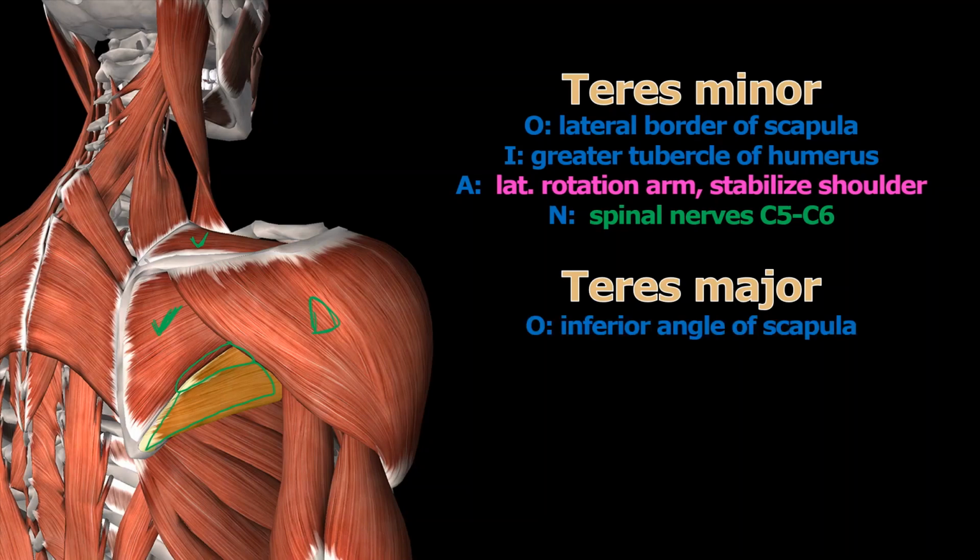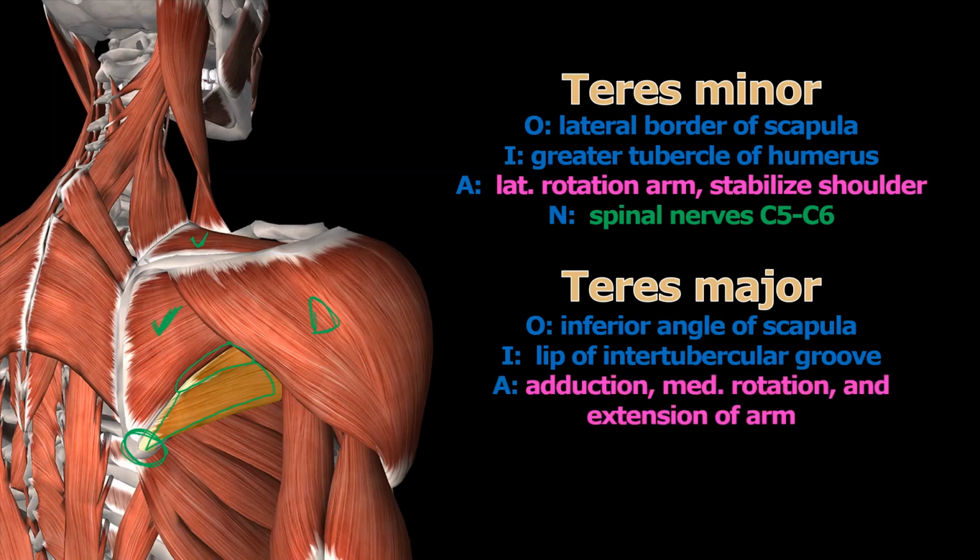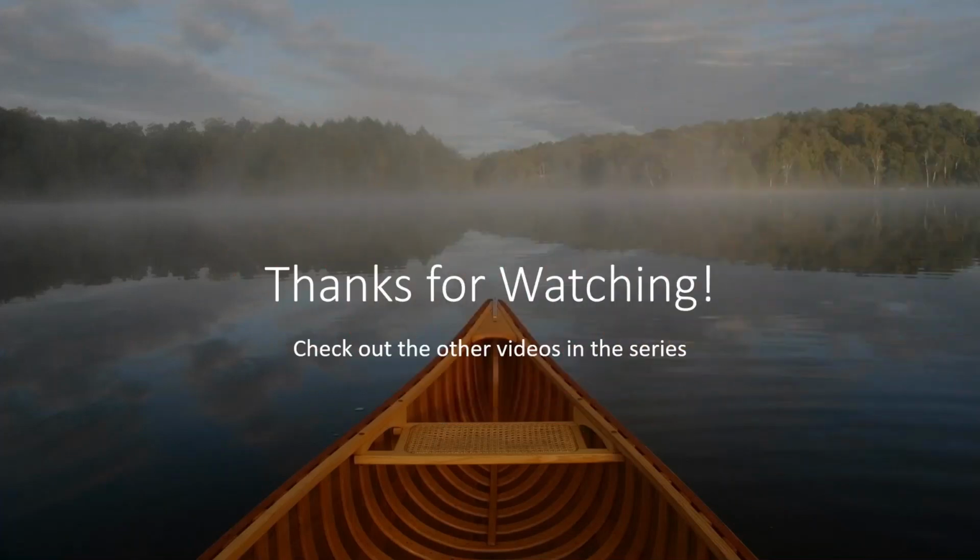Teres major, very similar. It originates right down here at the very tip of the scapula, known as the inferior angle. And it just goes up to the lip of the bicipital or intertubercular groove. It doesn't quite fall into the groove, but it inserts on the edge of it. And same story as teres minor, really. It pulls the arm in through adduction and helps it rotate. This helps rotate medially and extend the arm. Innervated the same way.